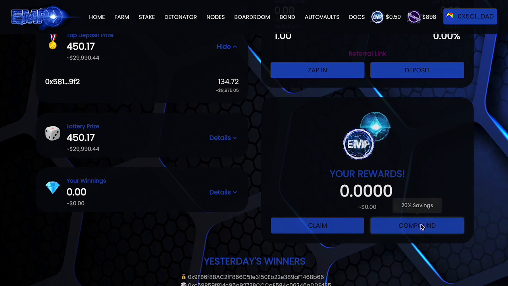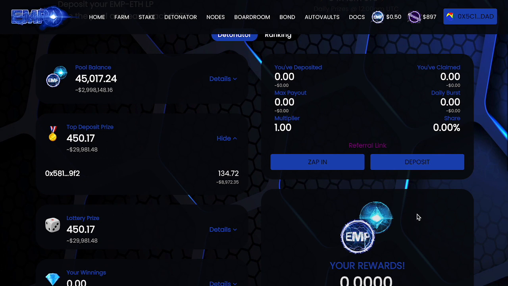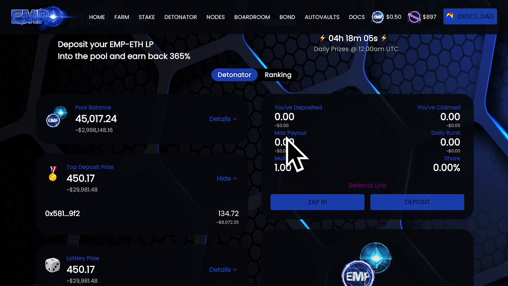The other benefit of compounding is that it says, as you see there, 20% savings. What that means is, as you remember from the tokenomics, when you claim and literally take the LP out of the contract completely and into MetaMask, you pay that 20% tax. When you compound, that tax is not charged because you're rolling it back into the contract. So there is no tax for that event. It just takes the amount and redeposits it back into the contract. So that's the difference there. So we know what max payout is: it's 3.65 of everything that you've deposited or compounded into the contract.